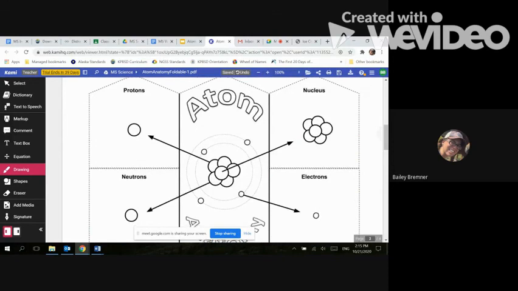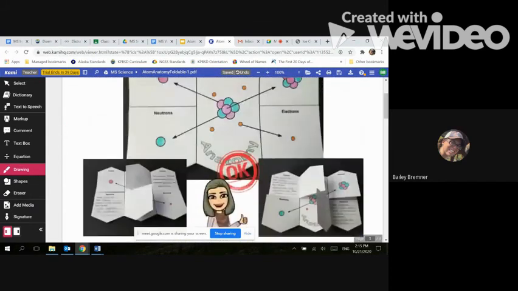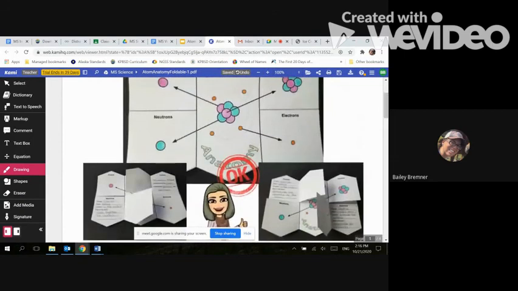Cut this one out along the dotted lines. You can color if you want, and then glue the back side. Don't put glue on atom. Glue around the back of this panel and stick it on this section, so you'll cover that word bank, and then it will make these fold outs right here. So that's your work for today.